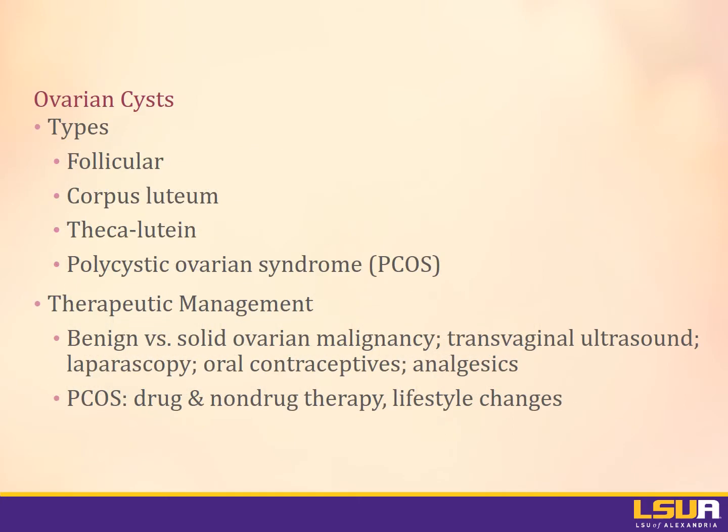Ovarian cysts can be follicular or in the corpus luteum, or from polycystic ovarian syndrome. These we have to determine if they are benign or if they are an ovarian malignancy. Usually we'll look at them with a transvaginal ultrasound or a laparoscope, and they'll be removed that way so that they can be tested. Or we will try oral contraceptives to see if they will go away, because sometimes women do just have cystic ovaries, and they occur more during ovulation. And we'll give them analgesics. If she has PCOS, she'll be given medications as well as non-drug therapy and possibly some lifestyle changes.